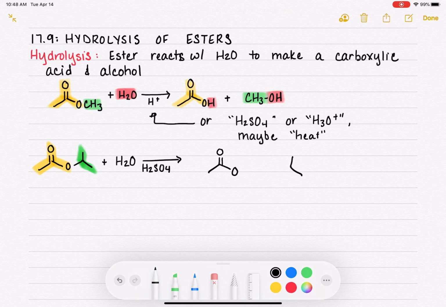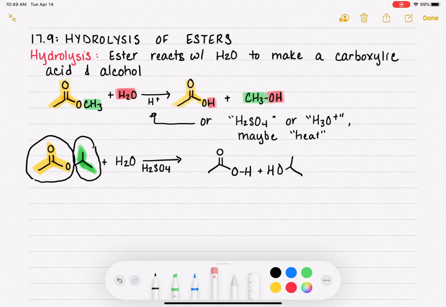There's our other product. And we need to add something to each piece of the ester. We've broken the ester into two pieces. We need to add something to each piece. I'm going to circle the two pieces. One piece gets a hydrogen, and one piece gets an OH.